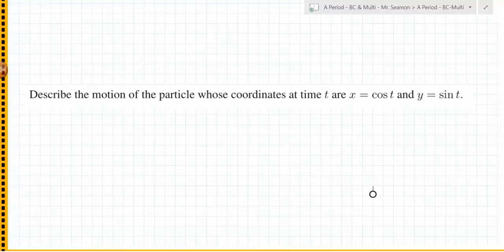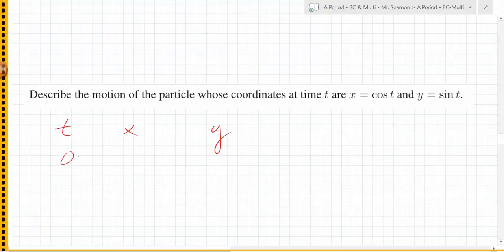Describe the motion of the particle whose coordinates at time t are x equals cosine t and y equals sine t. Some of you may have seen this. If you wanted to, you could make a table with t, x, and y. How about time 0? At time 0, what's x going to be? What's cosine of 0?